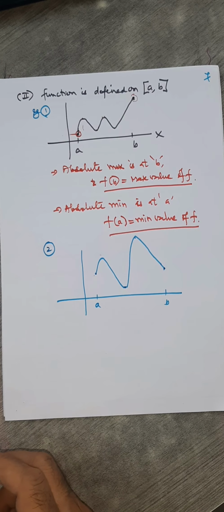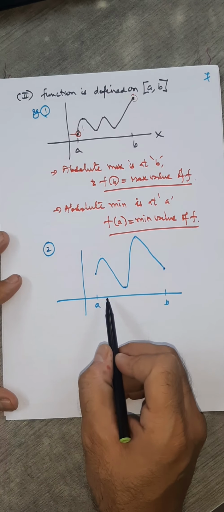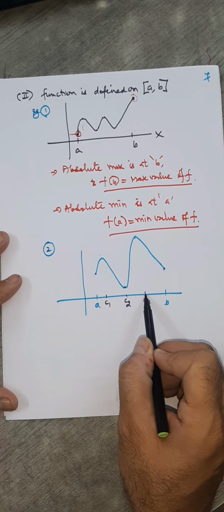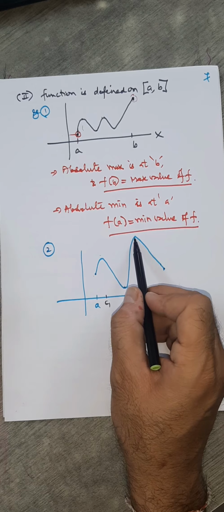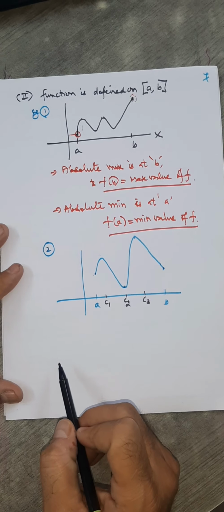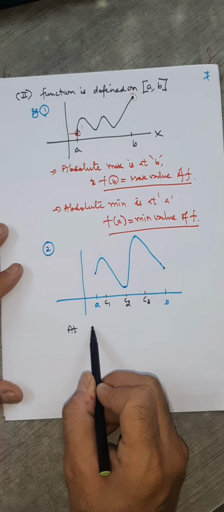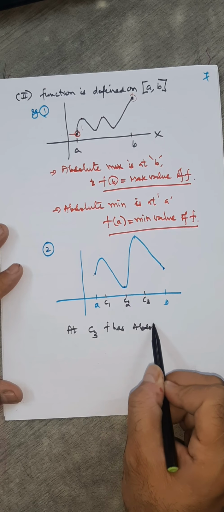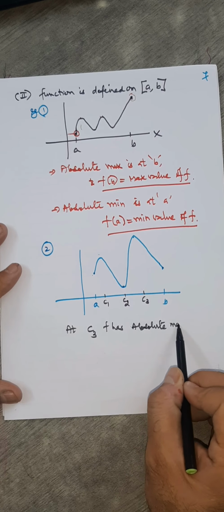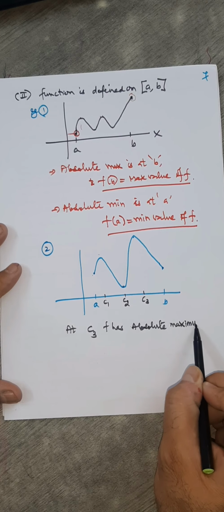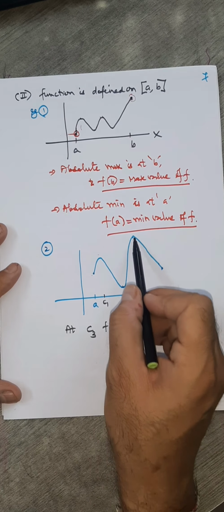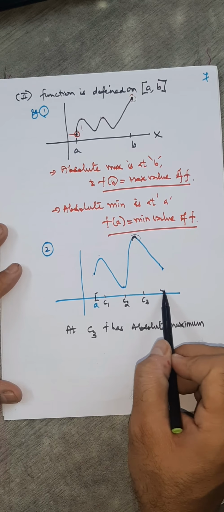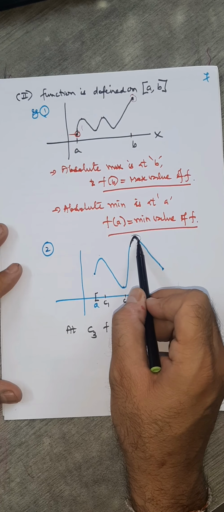Fine. Can you see in the graph where the function has the highest value? If I call this C1, this C2, and this C3, then at C3, which was a local maximum, and now it becomes the global maximum value also, right? So at C3, f has absolute maximum. Got it? It is of course a local maximum because it is a turning point, but it is the highest in this domain. Starting from this to this is the highest point where the function attains the value.